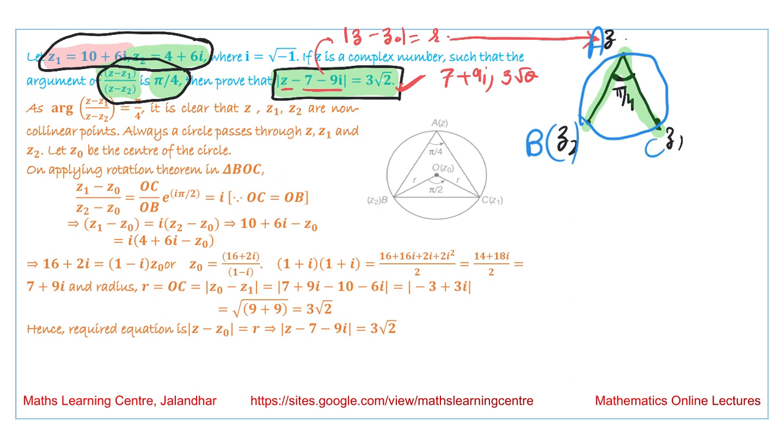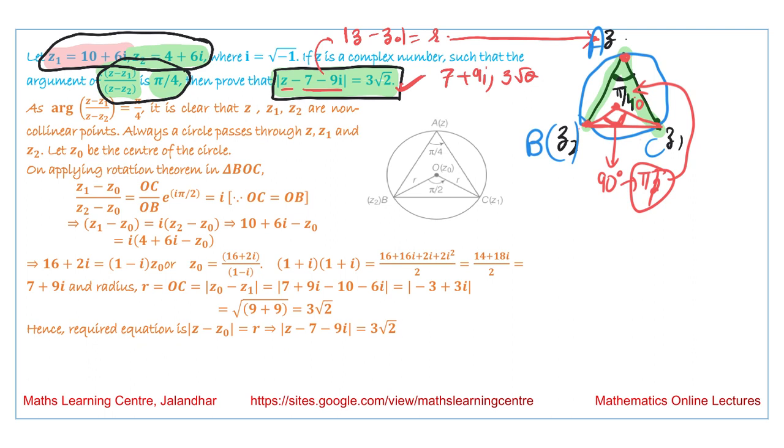Suppose the center of the circle we have drawn is the point O. If we join B with O and C with O, the angle at this point will be 90 degrees, that is pi by 2. That is double of this angle, because we are talking about this chord BC. The angle formed on the circle is half the angle formed at the center. So this angle BOC is equal to 90 degrees.